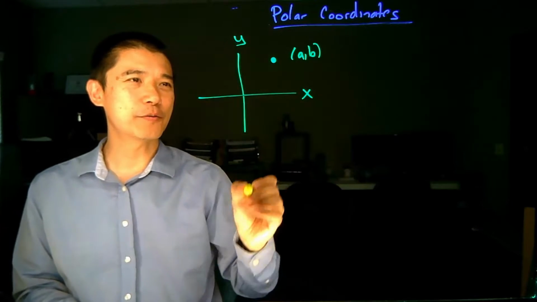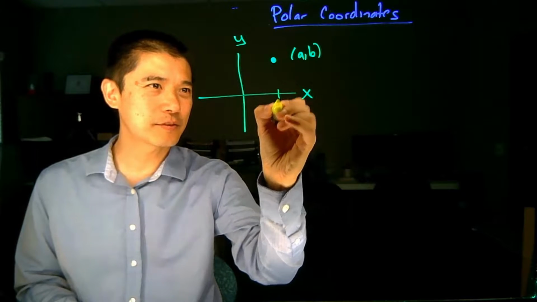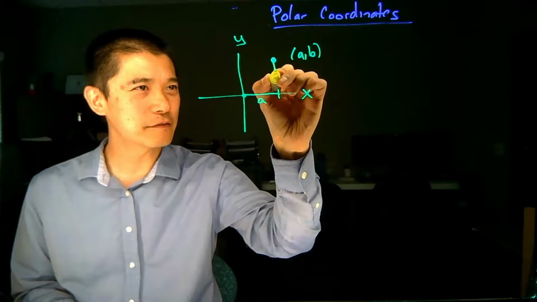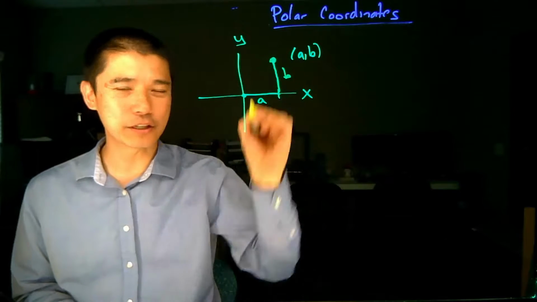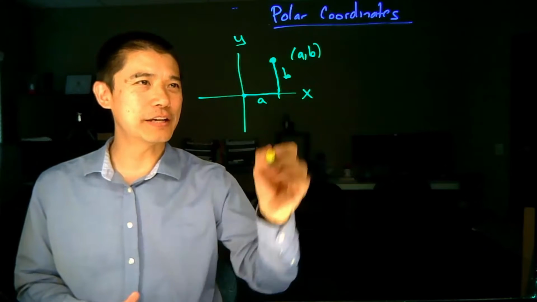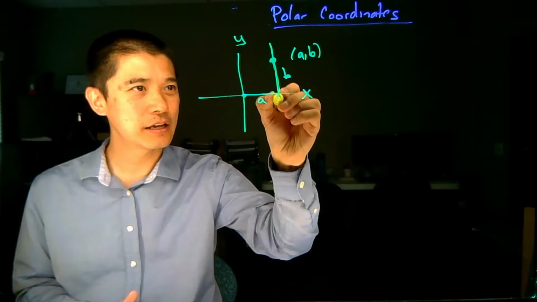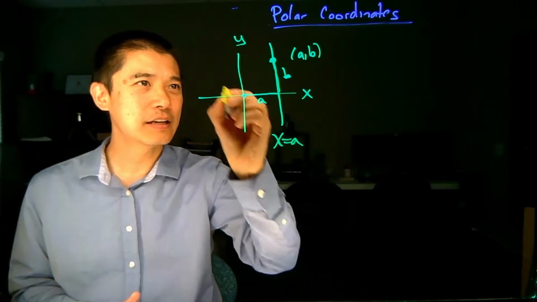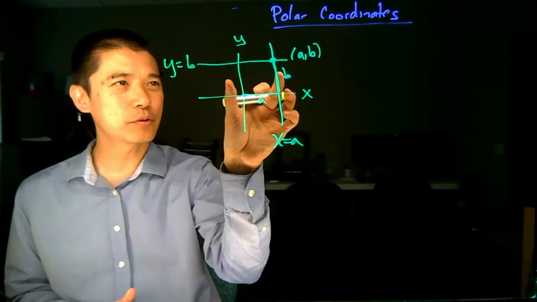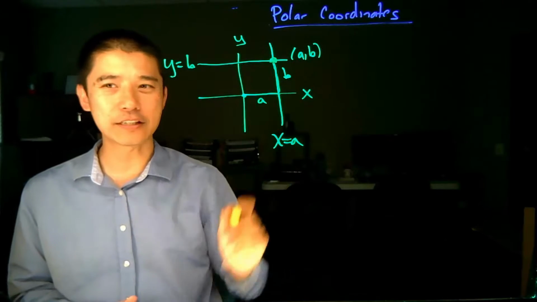You can think of it in terms of movement, so you go a distance of A in the x direction from the origin, a distance of B in the y direction, and that will get you that point. The other way we can think about this is as the intersection of two lines. You have the vertical line, x equals A, and the horizontal line, y equals B. And the intersection of those two lines gives us a single point.